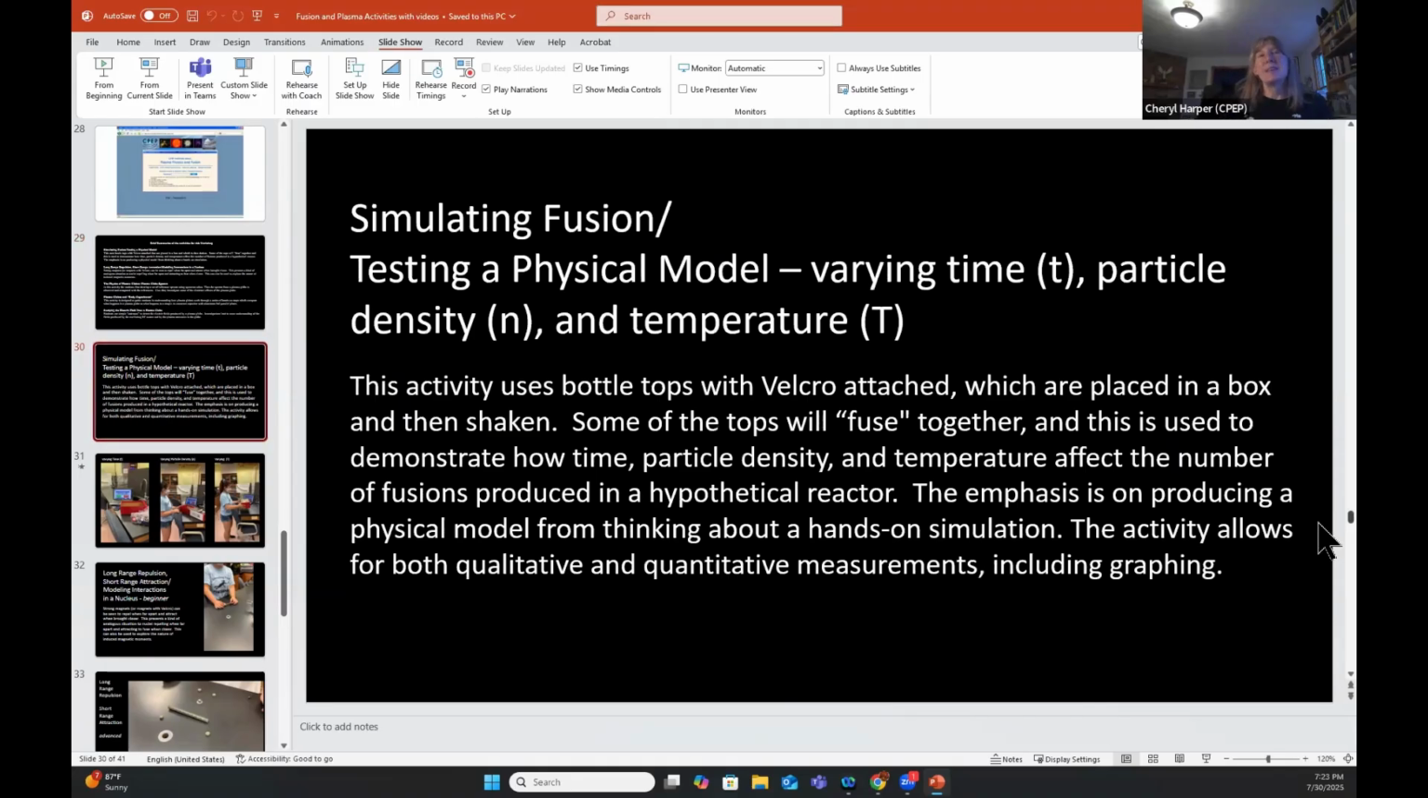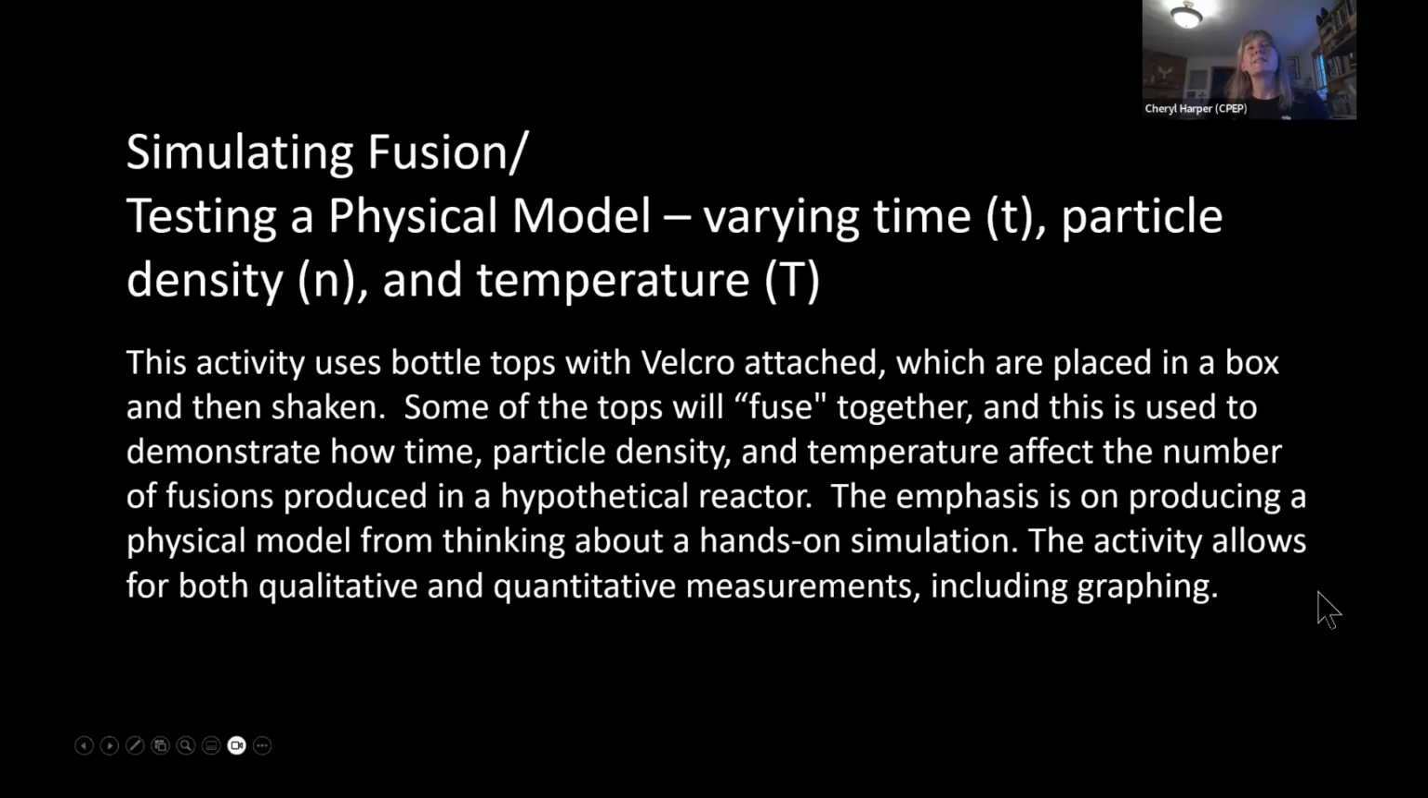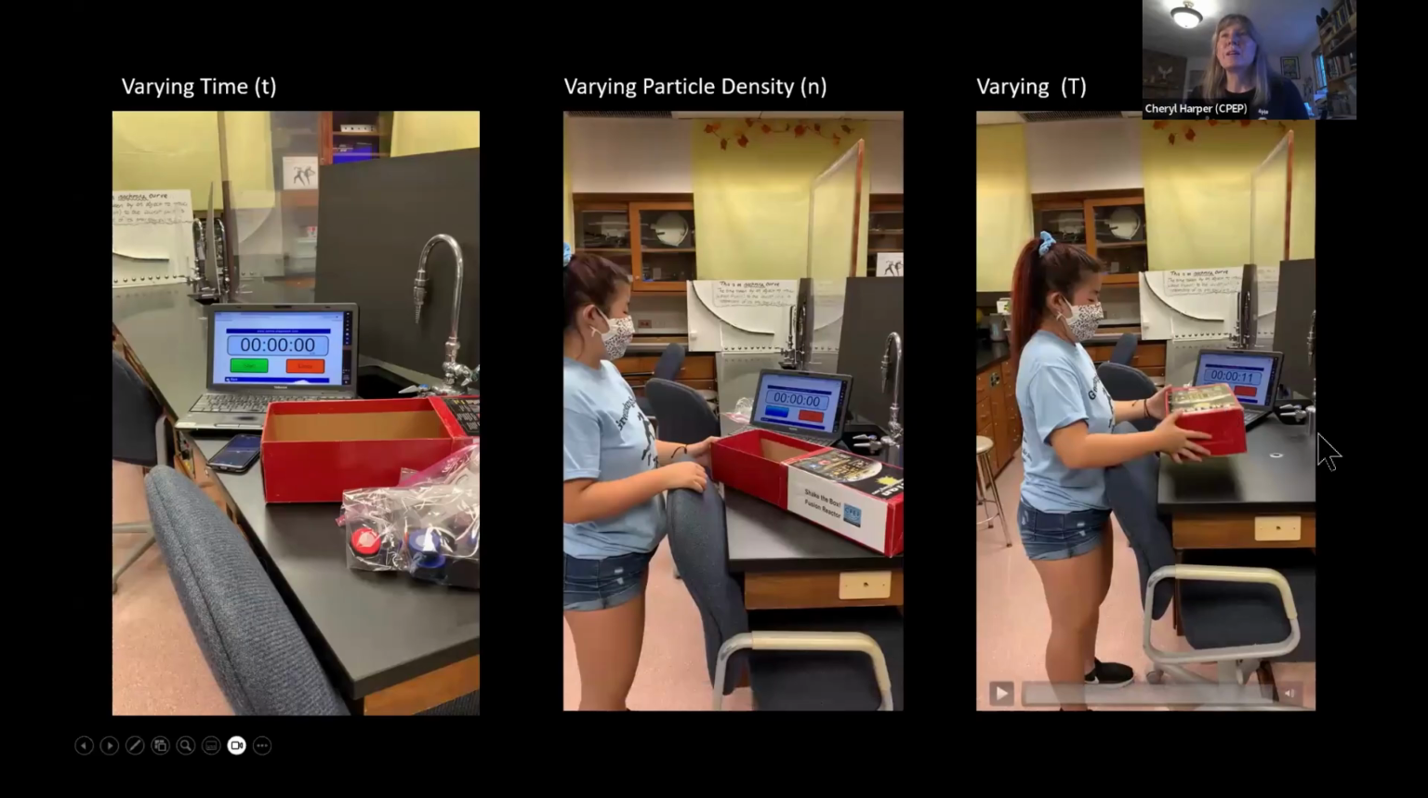All right. So the first one that we're going to show is simulating fusion, and it is a simulation of the deuterium and tritium reaction that occurs in fusion reactions here on Earth. The activity uses just bottle tops with Velcro attached, which are placed in a box and then shaken. And some of the tops will fuse together. And this is used to demonstrate how time, particle density, and temperature affect the number of fusions produced in a hypothetical reactor. So we have a short video.